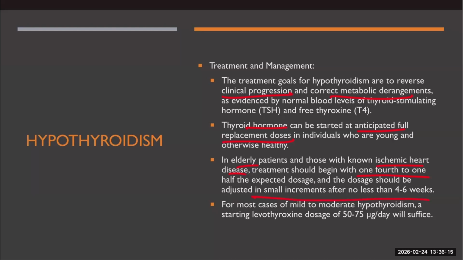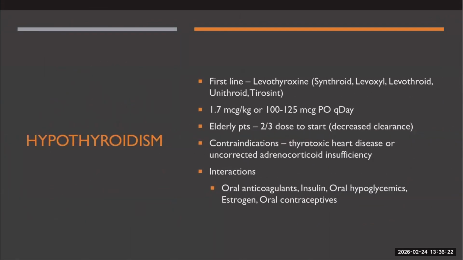Adjustment no less than 4 to 6 weeks. And starting doses could be around 50 to 75 micrograms. So first line is levothyroxine. That's the generic. Synthroid is the brand name. I don't know why, but Synthroid and levothyroxine are not matched 1-to-1. Meaning if you're taking 50 micrograms of levothyroxine and you want to switch to Synthroid, you can't just start 50 micrograms. It's not a 1-to-1.